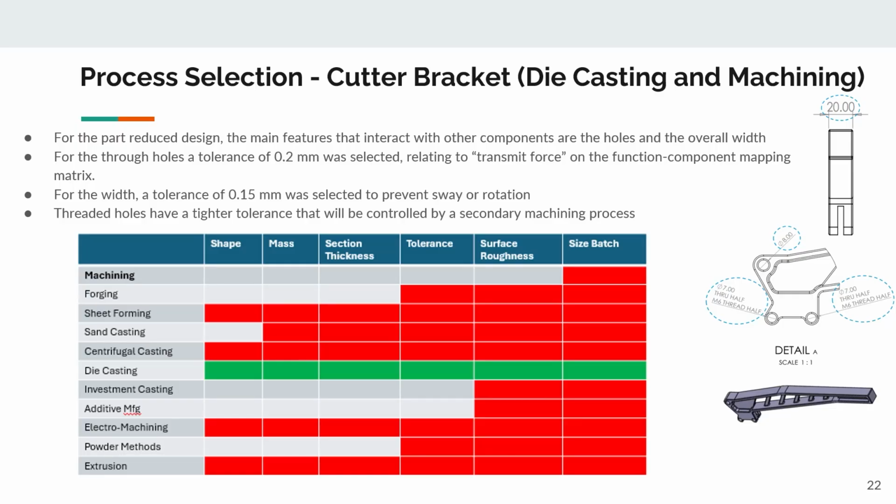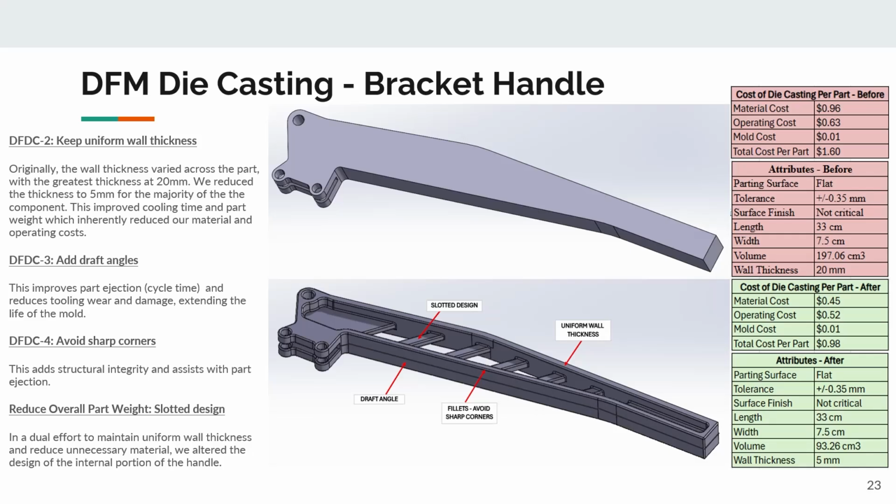The second component that we analyzed under design for manufacturing is the bracket handle. Initially, it had many non-uniformities for wall thickness, contained sharp corners and edges, it failed to incorporate draft angles, and in general had a lot of excess material in the design, which was causing a long cooling cycle during the die casting process. By altering the design, we were able to greatly reduce the wall thickness by about 15 millimeters for most areas of the component.